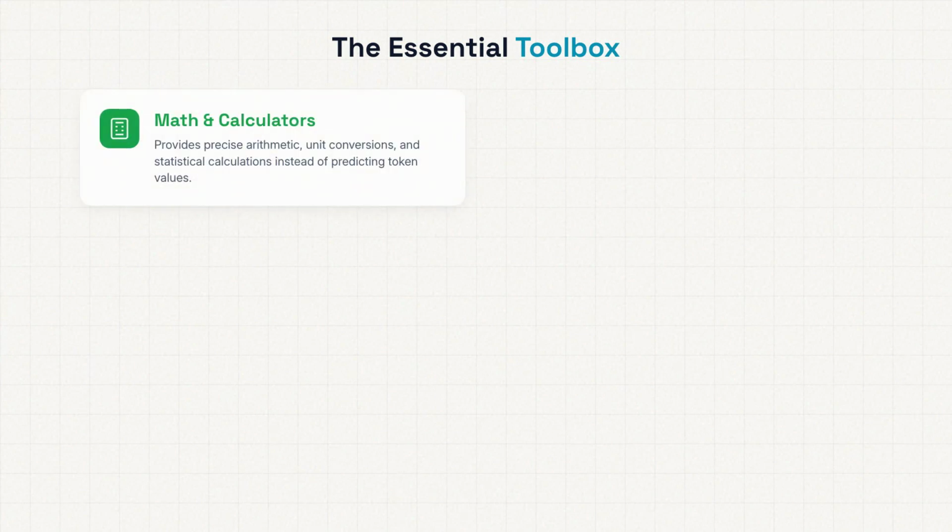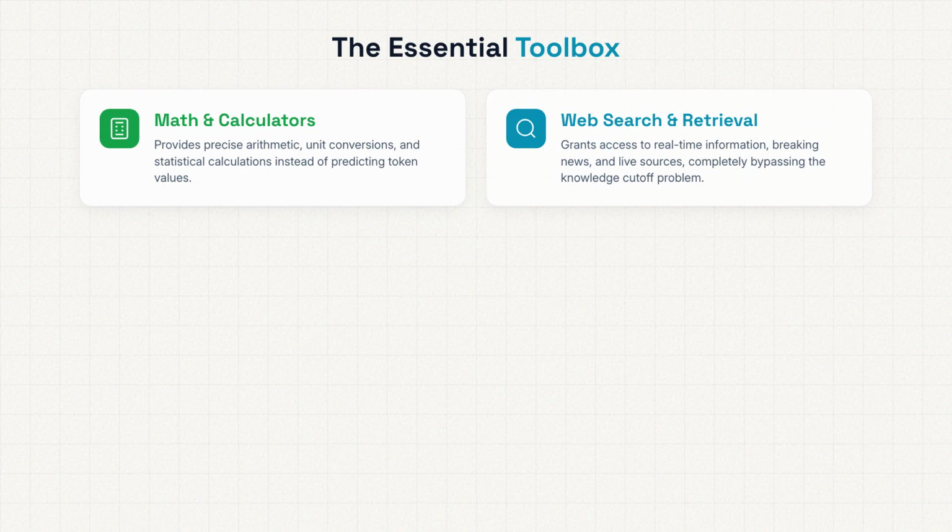Let's look at the most common types of tools that AI agents use. Think of this as the essential toolbox. First, calculators and math tools. This might seem basic, but remember, LLMs are language models, not math engines. For anything requiring precision, arithmetic, unit conversions, statistical calculations, you hand it off to a dedicated math tool every time. Second, web search and retrieval. This is what gives your agent access to current information: real-time search results, breaking news, fact-checking against live sources. This is how you solve the knowledge cutoff problem.